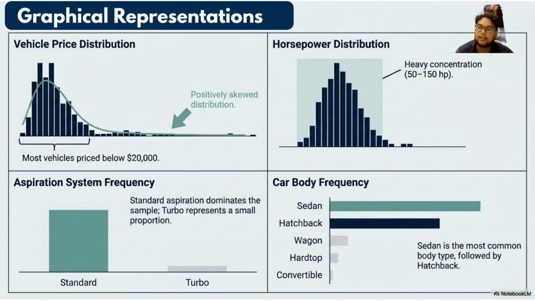Next, I will explain about graphical representation. The first graph is a histogram of the vehicle price. Based on the graph, most vehicles have a price below 20,000. As the price increases, the number of vehicles decreases.